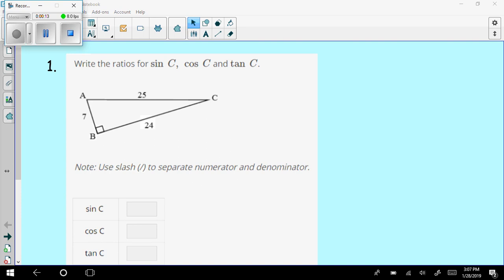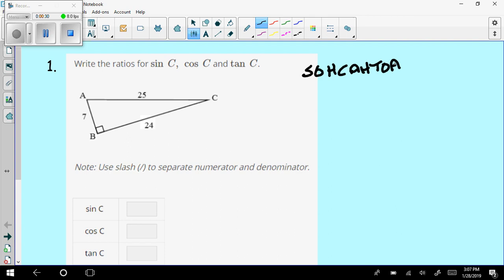Here on the first question, question 1, we want the sine of angle C, the cosine of angle C, and the tangent of angle C. Remember that sine, cosine, and tangent all operate from the definition SOHCAHTOA, where we talked about opposite, adjacent, and hypotenuse. For all three of them, C is my point of reference. So I'm going to look from point C.